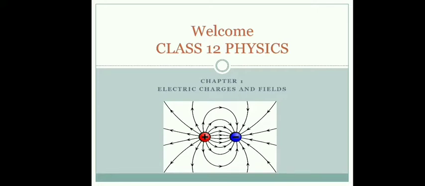Children, in the previous session, we have gone through electric field intensity due to a dipole at a point on its axial line. We derived an expression to find the electric field intensity at a point on the axial line of the dipole. So today, we will discuss the electric field intensity at a point which is situated on the equatorial plane of a dipole.